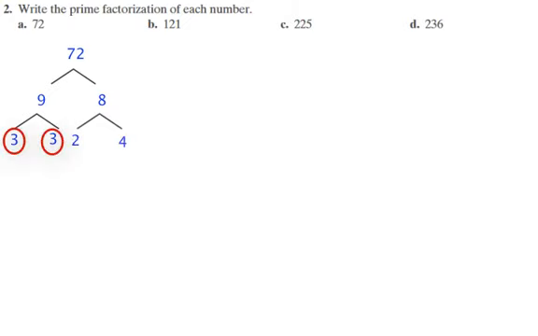2 and 4 go into 8. 2 is prime, so we circle it, but 4 is not, so we put a branch underneath the 4. The factors of 4 are 2 and 2. Both of those are prime, so we're going to circle them.